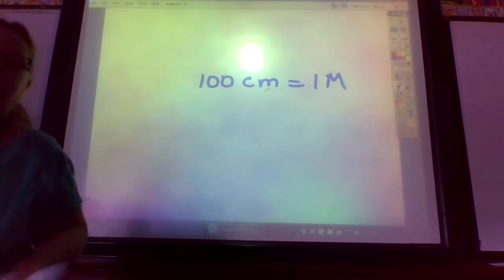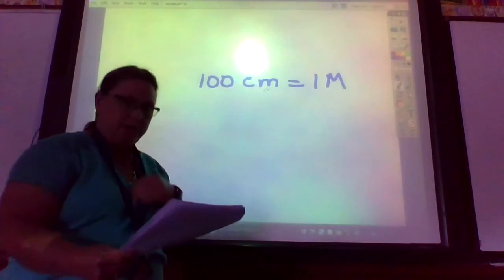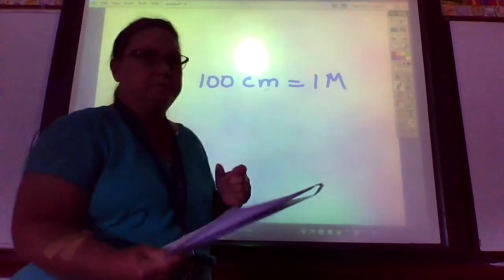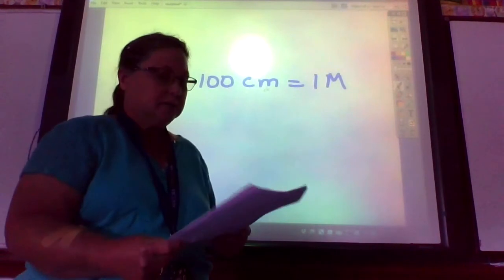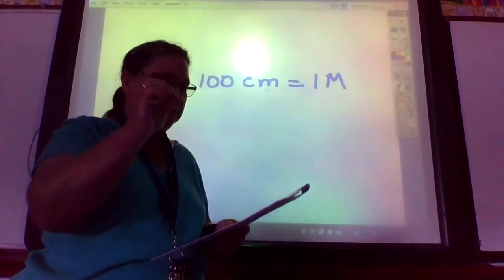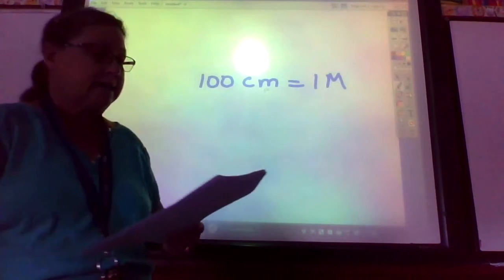Pencils are down. Mrs. Patterson didn't get very far with this one either, so I'm going to have to really do some thinking. Okay, so let's correct Sprint A. Number one is 90. So 10 centimeters plus 90 centimeters equals 100 centimeters. So number one is 90.